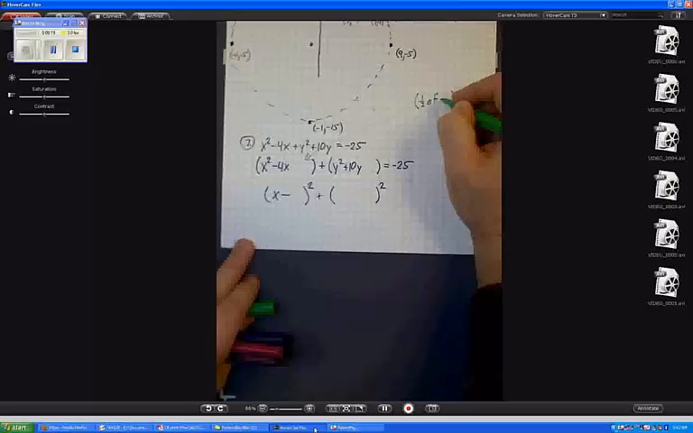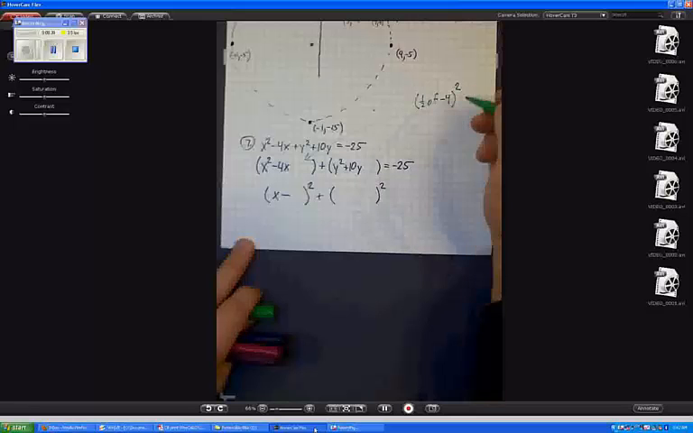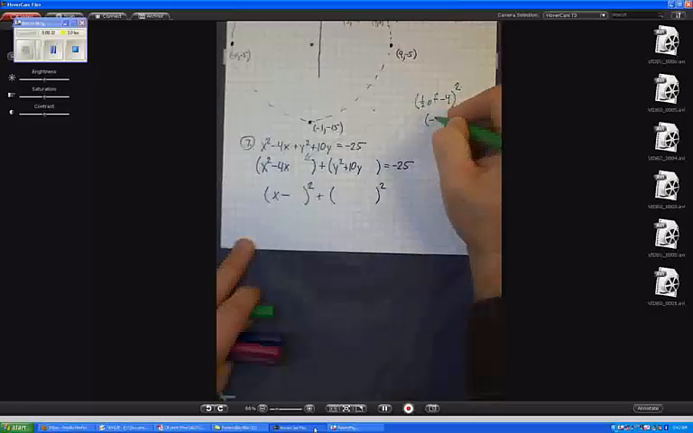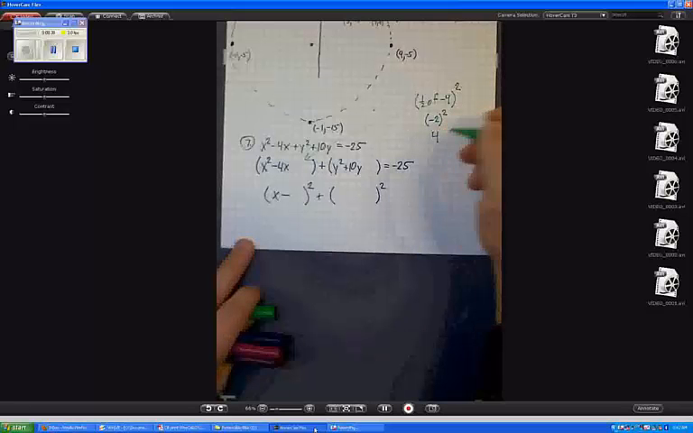It's always half of the coefficient of x, and then you're going to do what to it? We're going to square it. Half of negative 4 squared. So what's half of negative 4? Yeah. But since we're squaring it, we're going to get what? 4. All right? So here's the rule.